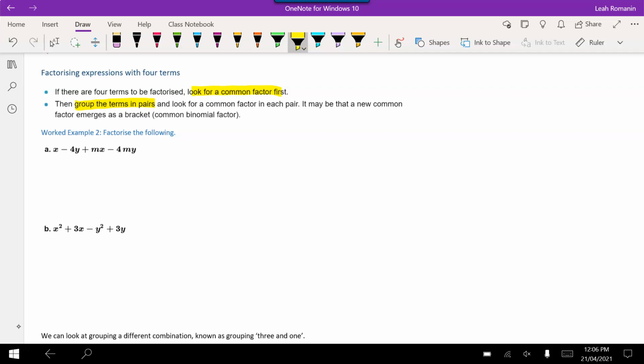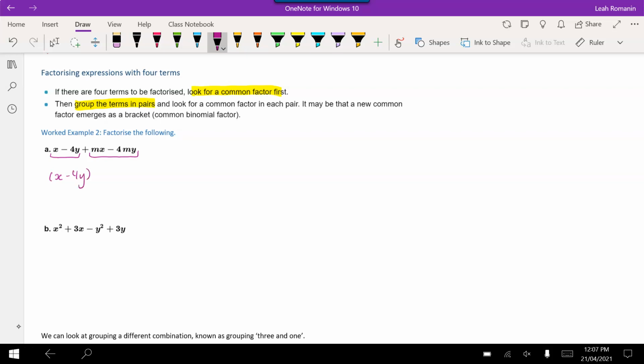So looking at example A, I have x minus 4y plus mx minus 4my. So I'm going to group the first 2 and group the second 2 together. So with x minus 4y, I actually don't have any common factors, so I'm going to keep that as x minus 4y.